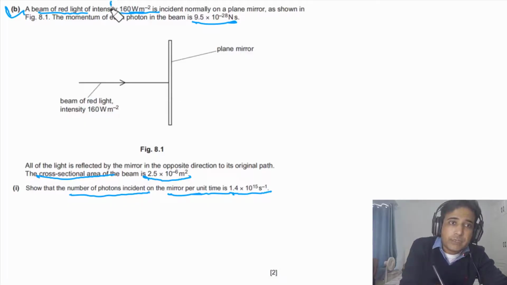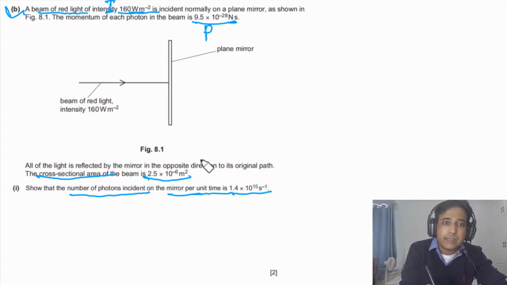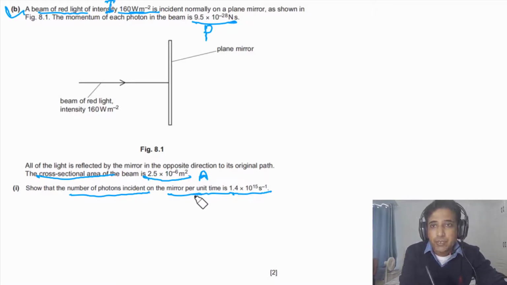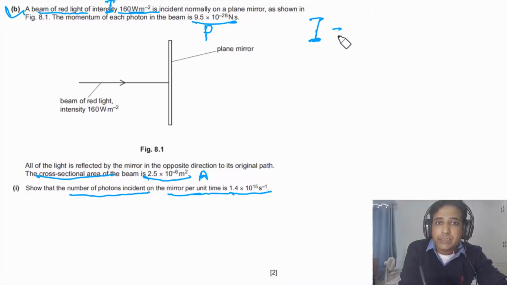For this question, intensity is given to us, and momentum is given to us, and the cross-sectional area is also given. We have the value of the cross-sectional area. So how can we answer? The best way to answer this question is to start with intensity, I. Intensity is equal to power divided by cross-sectional area.